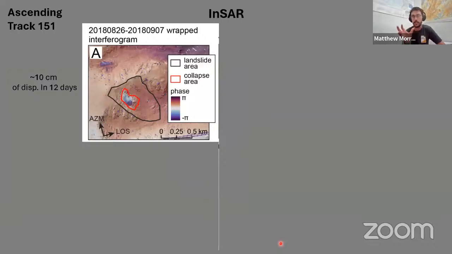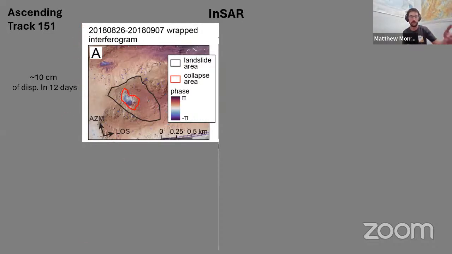And the first thing that Quinn did is he looked at an ascending track signal. This is actually the wrapped interferogram across 12 days, so this is all in phase space. We're not talking velocities at this point. He was able to say that this phase deformation, or phase offset, could be 10 centimeters of movement in 12 days. And so that's a very fast movement rate, and this is only a 12-day period in 2018.